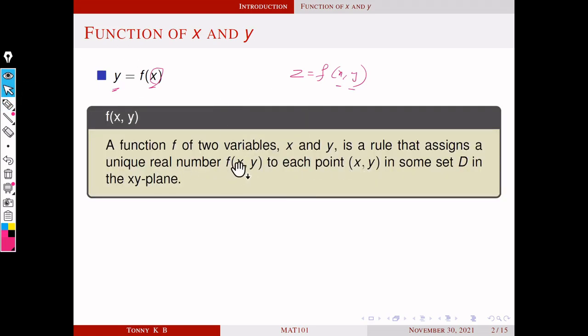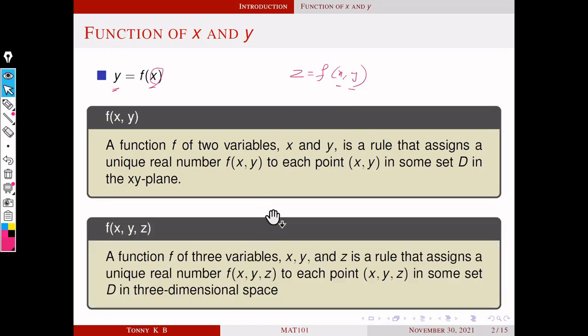Anyway, this is the formal definition of a two variable function. A function f of two variables x and y is a rule that assigns a unique number f(x, y) to each point (x, y) in some domain, some set D in the xy plane. Okay, because x and y are moving in the xy plane. Clear? So this is the meaning of a function of two variables.